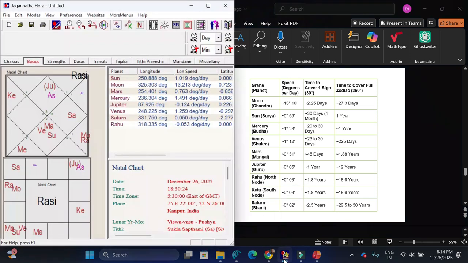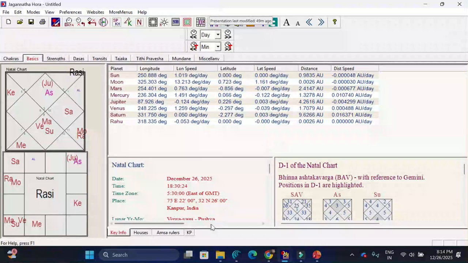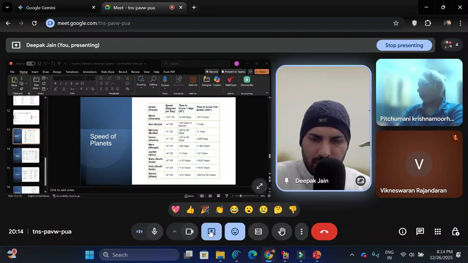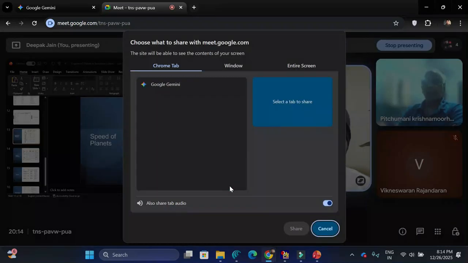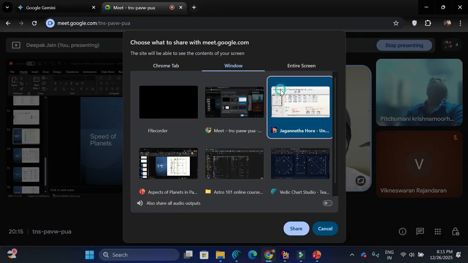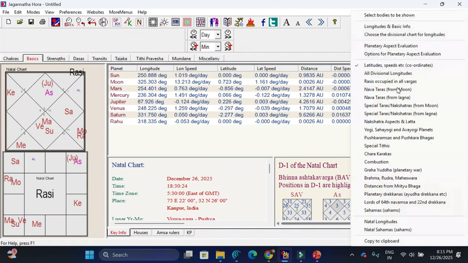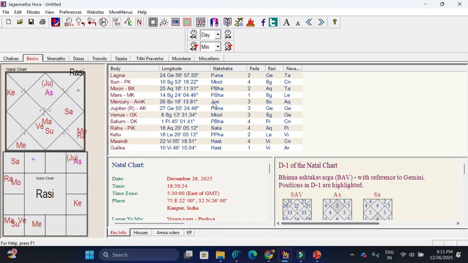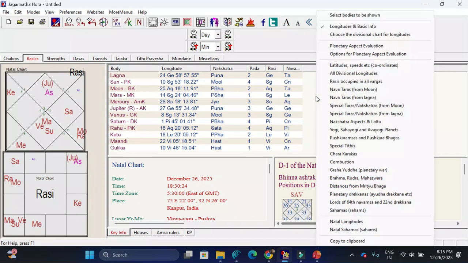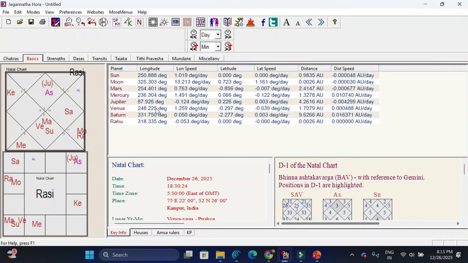Thank you. Okay, in Jagannath Hora, let me also show you how to see speeds. Speeds are shown here. Normally you will not see speeds. Normally we see longitudes and basic info. But if you make a right click, you see latitude, speeds, coordinates, etc. Then you will see the speeds.